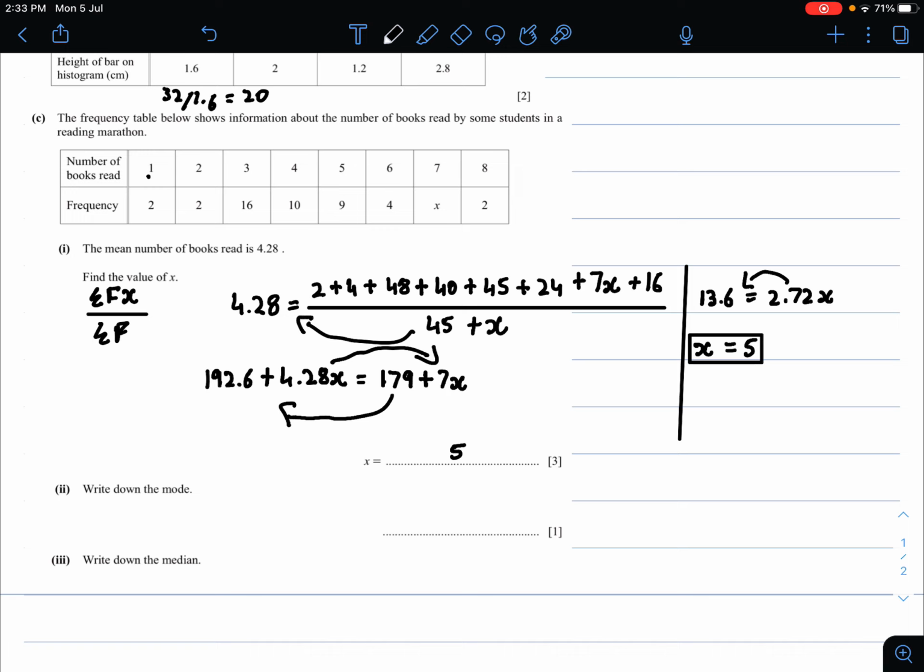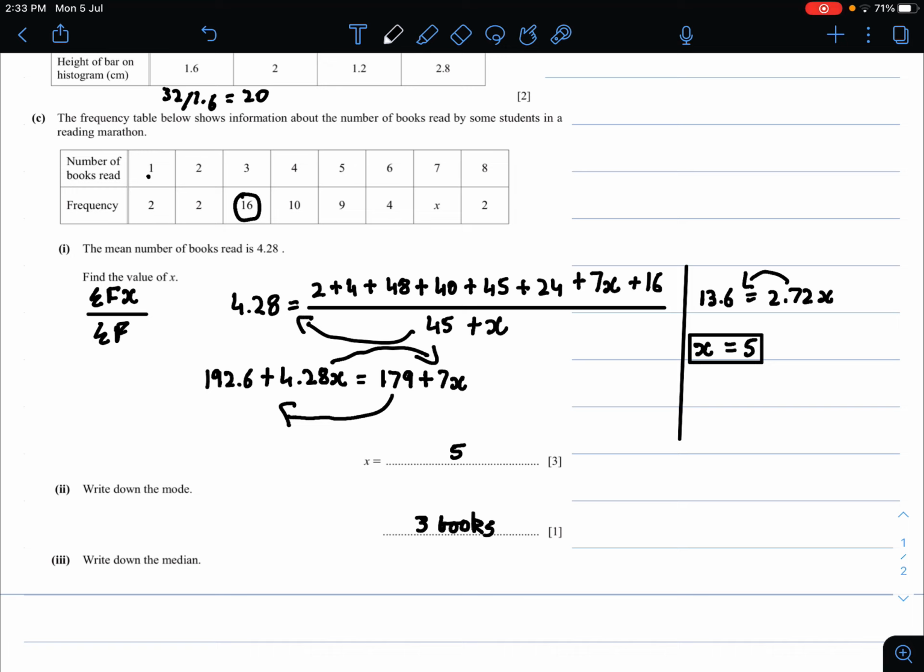Now let's move on to part C2. Write down the mode. So mode is a number, is the x value which has the most frequency. So in this case 16 would be the most frequency, and therefore your mode would be 3 books. Now let's move on to part C3.